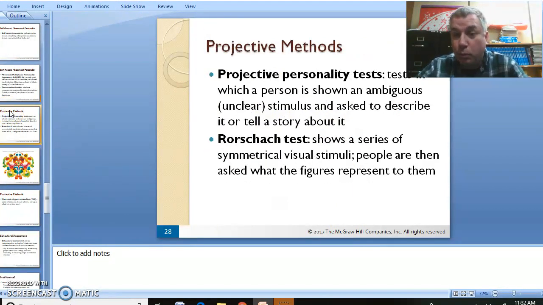Projective tests. One was the Rorschach Inkblot test that I was just telling you about. What it is, someone just drops some ink, folds the paper in half, and produces an image. And the image means nothing. There's no meaning behind it. But the idea is by applying meaning to something that's meaningless, you might be able to measure how the person sees the world or responds to the world or their personality.